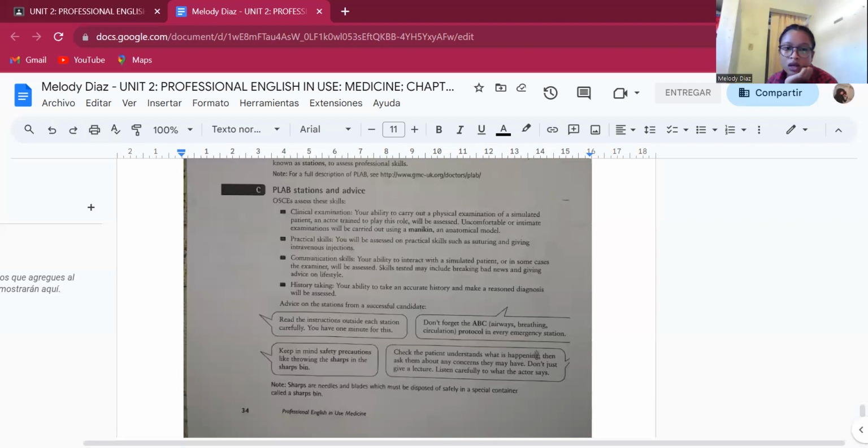Communication skills. Your ability to interact with a simulated patient will be assessed, and in some cases the examiner will assess. Skills tested may include breaking bad news and giving advice on lifestyle.